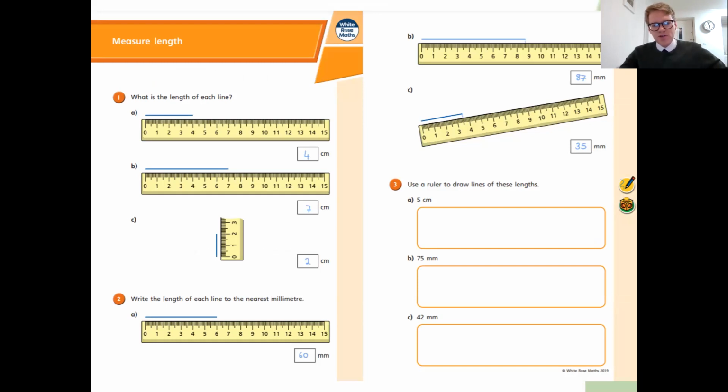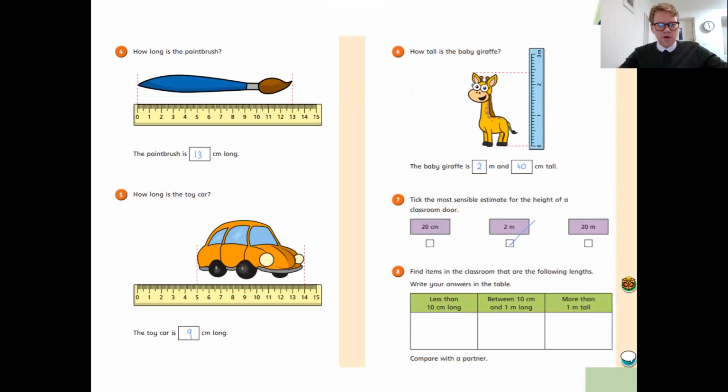Hope you found that useful. Hope you've been measuring at home as well. Hopefully you've got a ruler or a measuring tape of your own. You've been frantically going around your house measuring things left, right, and centre. That'd be a really good way to practice what we're learning in maths at the moment.